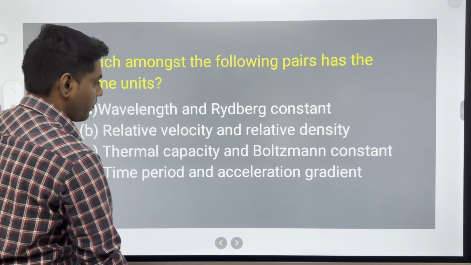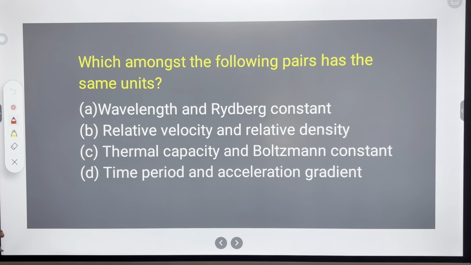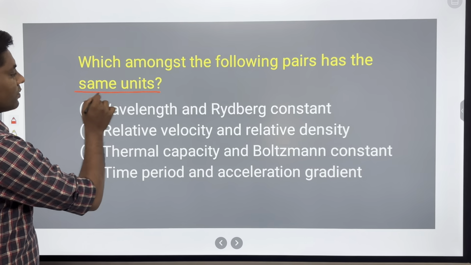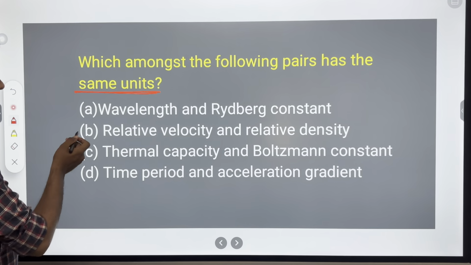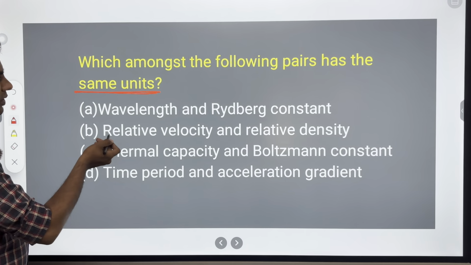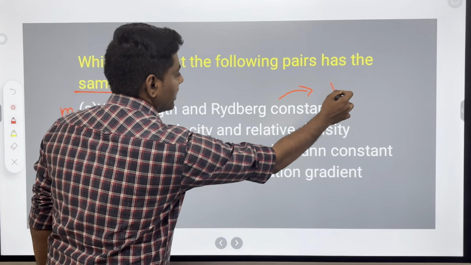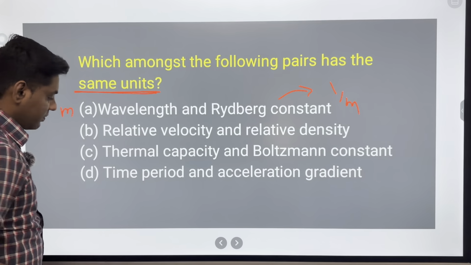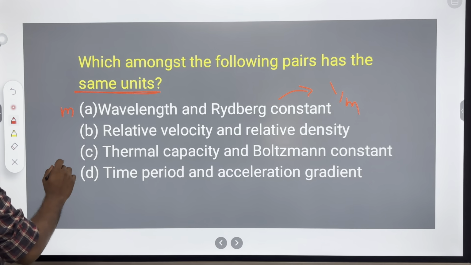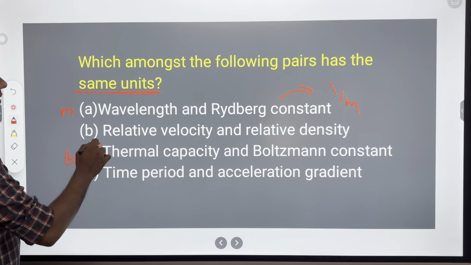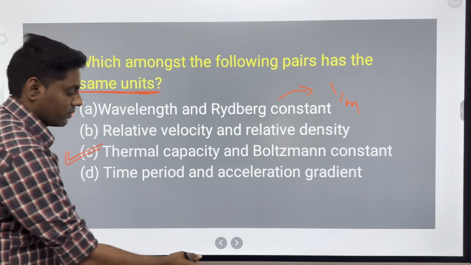Next MCQ. Which among the following pairs has the same unit? The first option is not the same unit because wavelength has unit meter and Rydberg constant has unit 1 upon meter. So out of that we can observe that option C has the same units. Next MCQ.